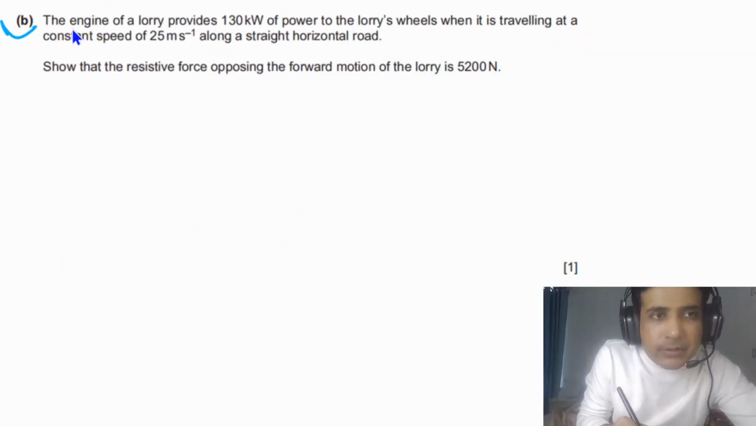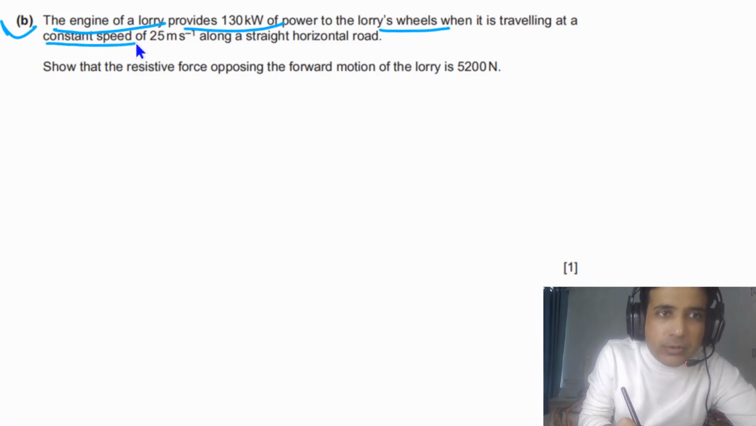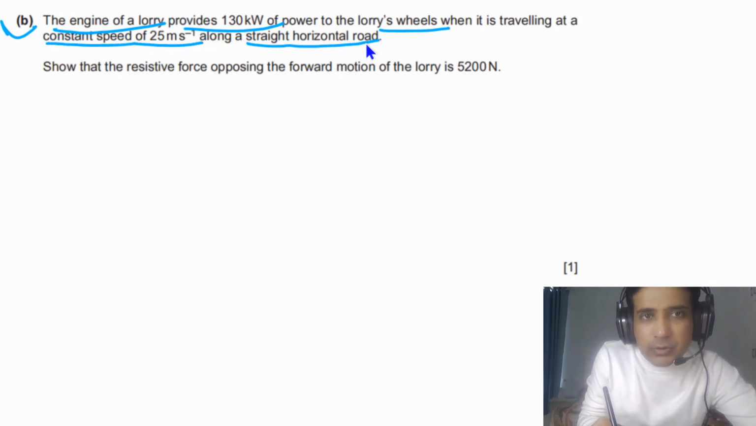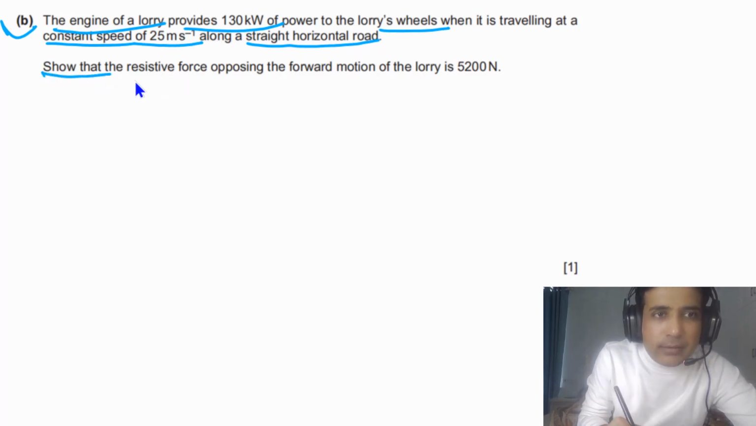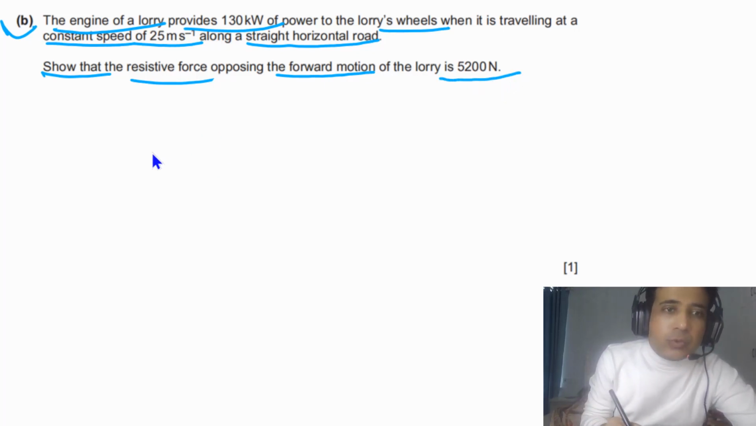For part B, it is given to us the engine of a lorry provides 130 kilowatts of power to the lorry's wheels when it is traveling at a constant speed of 25 meters per second along a straight horizontal road. We need to show that the resistive force opposing the forward motion of the lorry is 5,200 newtons. This question is quite straightforward.